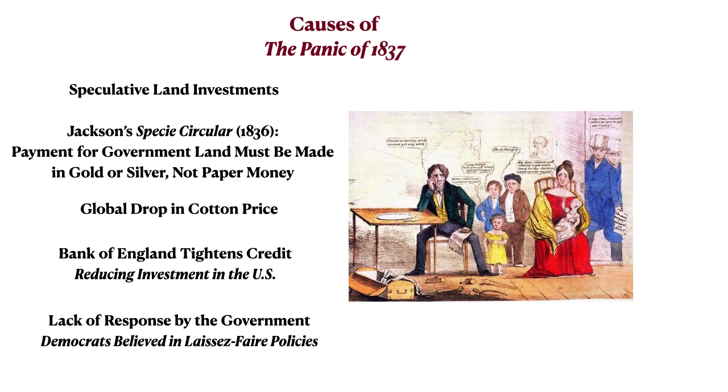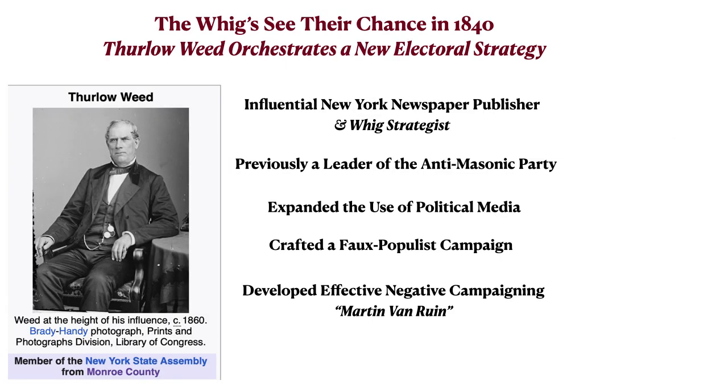So anyway, the Whigs see their big chance in the next election, 1840. And a very interesting political operative from New York named Thurlow Weed helps orchestrate a new electoral strategy, borrowing from a lot of ideas that had already been pioneered by the Democrats. But Weed was an influential New York newspaper publisher and Whig strategist. He had been a leader of the anti-Masonic Party. He's going to go on to be very influential in the creation of the Republican Party.